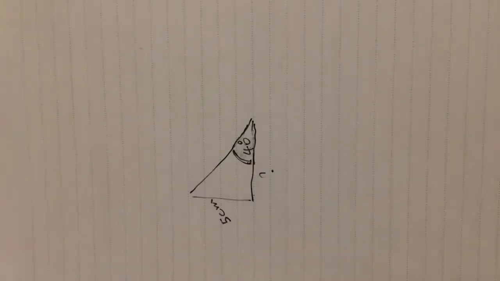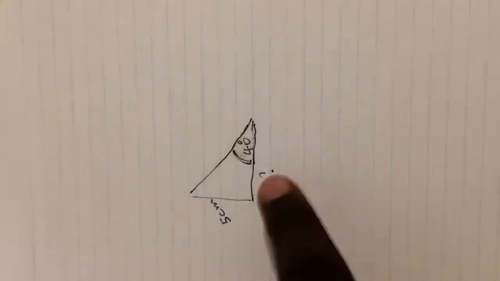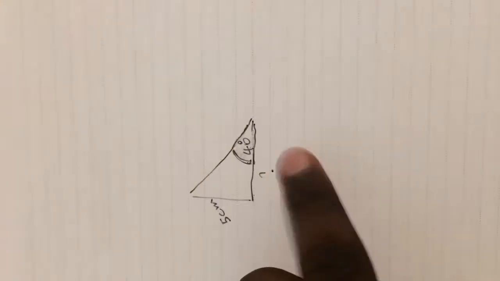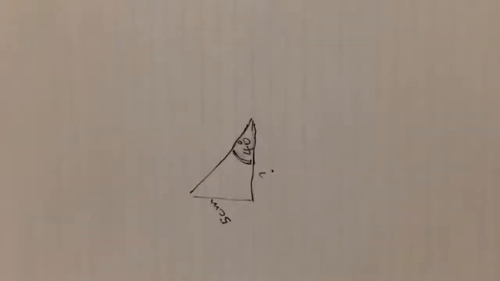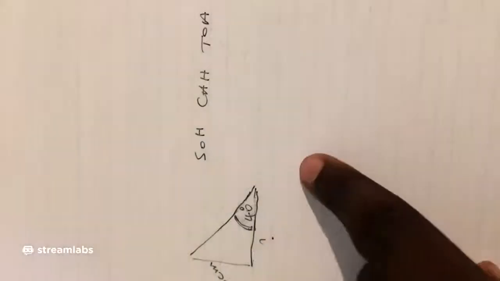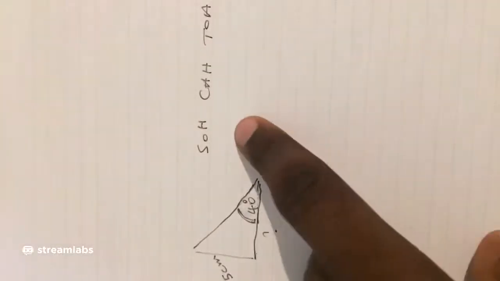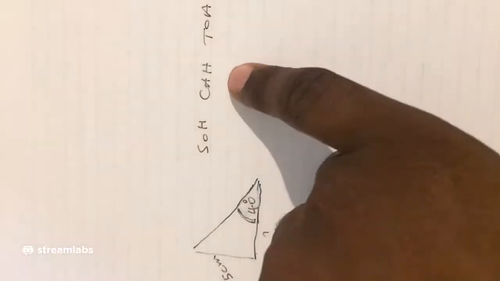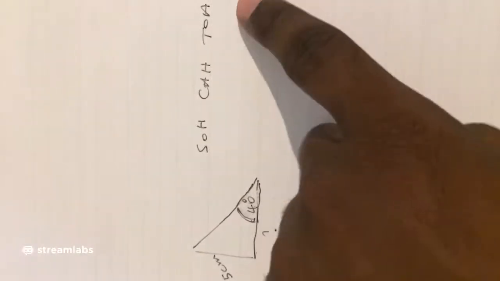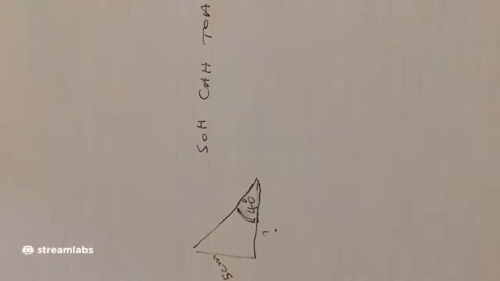Alright, so the angle is 40 degrees. And you have the height of 5 centimeters. They ask you to find what is the base. So what we're going to do now, or what I like to do, I say, alright, this is a SOHCAHTOA question. So alright, SOHCAHTOA. So when I write SOHCAHTOA, that means I'm going to use one of these ratios. So either I'm going to use the sine ratio, or I'm going to use the cosine ratio, or I'm going to use the tangent ratio.